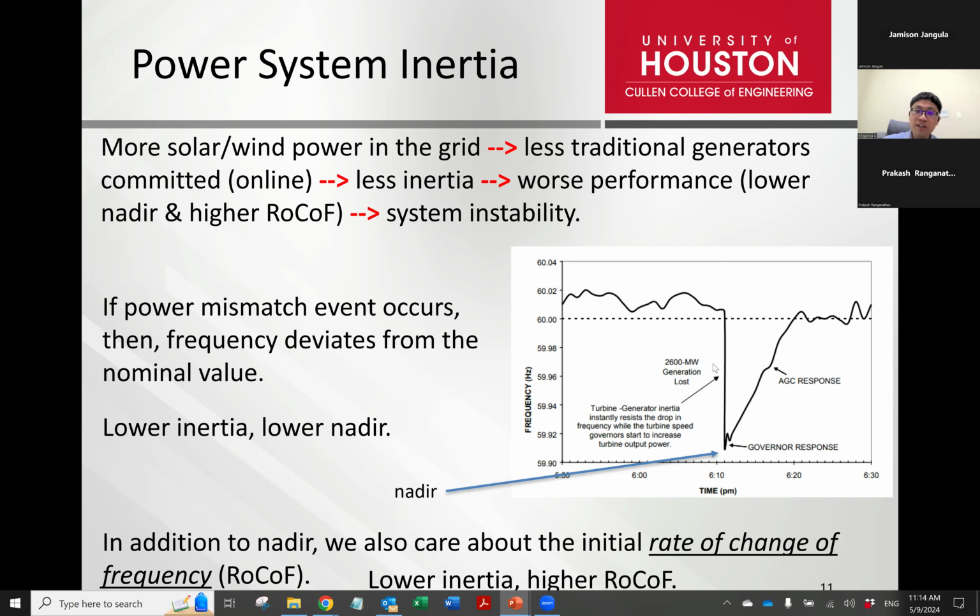If it drops too fast or drops too much, then the protective system will trip the generator, which will further worsen the system generation insufficiency. Okay, so there are some requirements. We don't want the frequency to drop too fast. We also don't want the frequency to drop too much. So power system engineers developed two metrics. One is the nadir, the lowest point on this frequency response curve. Another metric is the slope of this curve, which is referred to as the rate of change of frequency.